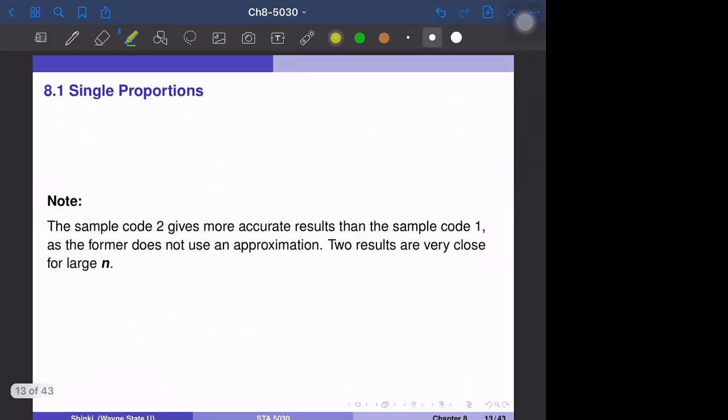That means the second code gives more accurate results than the first one, because we don't use approximation. But anyway, the two results are very close. If the sample size is small, maybe the discrepancy is large, but if the sample size is large, there is almost no change. So we use the first test. It's much quicker, and the result is almost the same anyway.